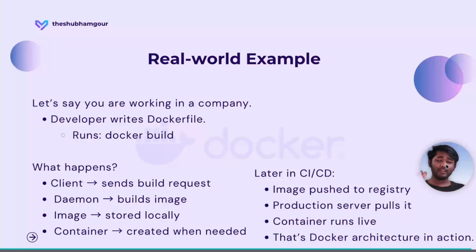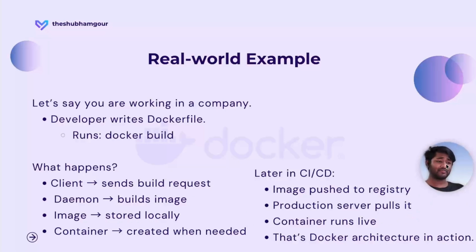Now let us see a real world example where Docker architecture fits in. Let's say you are working in a company, and the developer writes the Dockerfile and runs the docker build command. Now what happens? The client will send the build request, the daemon will build the image, and it will be stored locally. Once the work is completed, you will store those images in the Docker Hub registry, and once the image is ready, you can execute it and turn it into a container, and that is how the world will experience the application that you have created.